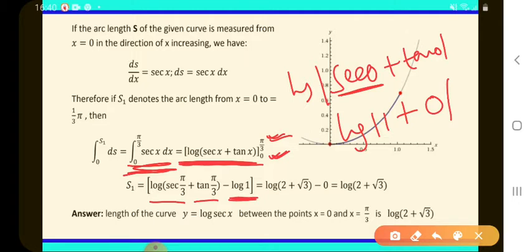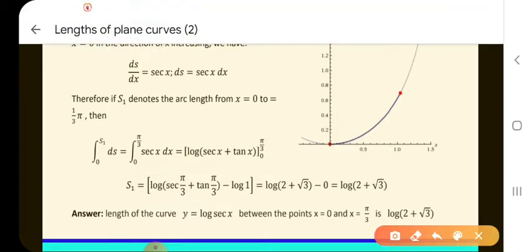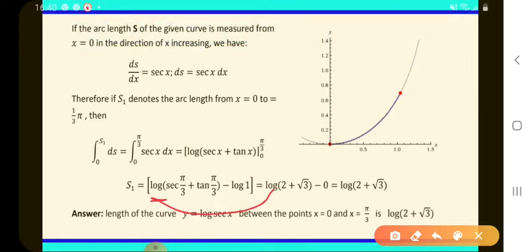Okay, next, log of what is the value of secant pi by 3? Log, I wrote log same. What is the value of secant pi by 3? 2, plus tan pi by 3 is root 3, and log 1 is 0. So therefore the length of the given arc is log of 2 plus root 3.